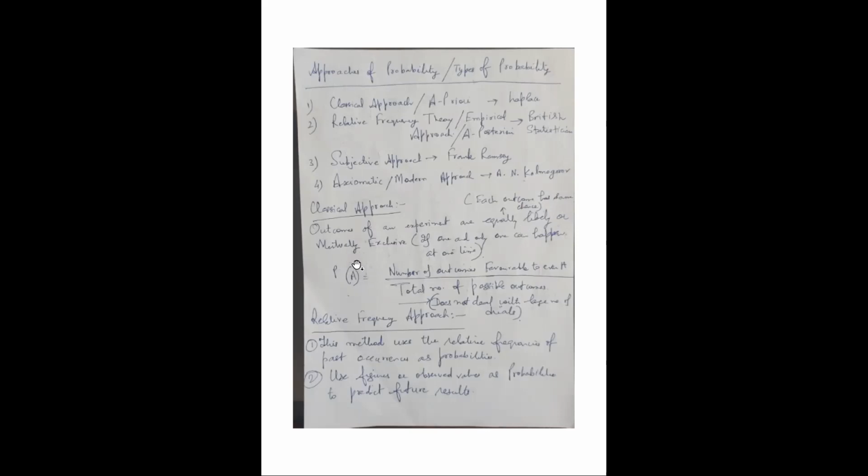What is mutually exclusive? If one and only one outcome can happen at one time, that is mutually exclusive. That means only one outcome can be there at one time. In the case of tossing a coin, you cannot get both the outcomes. One outcome can be there. So that is mutually exclusive, and the other word is equally likely.